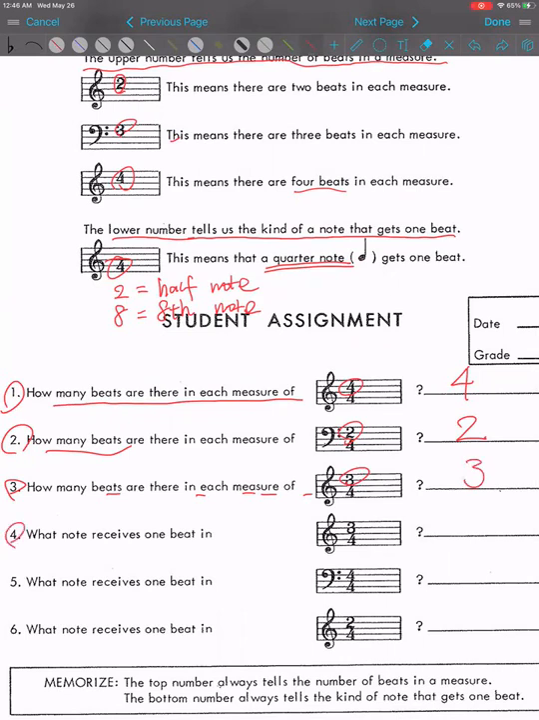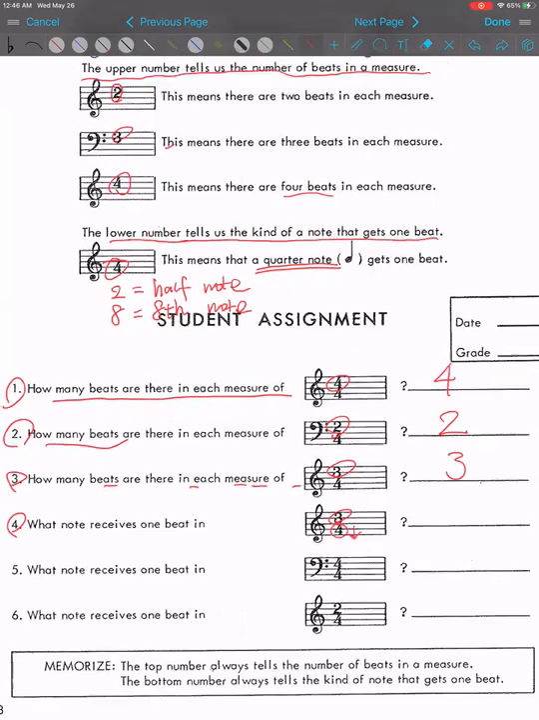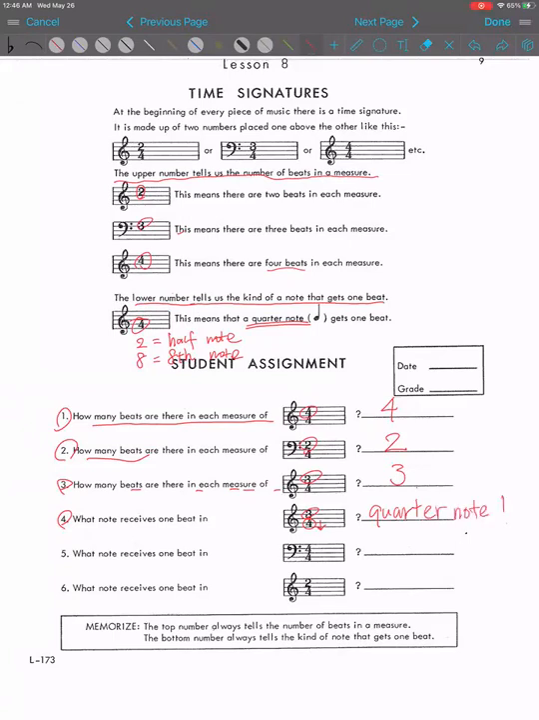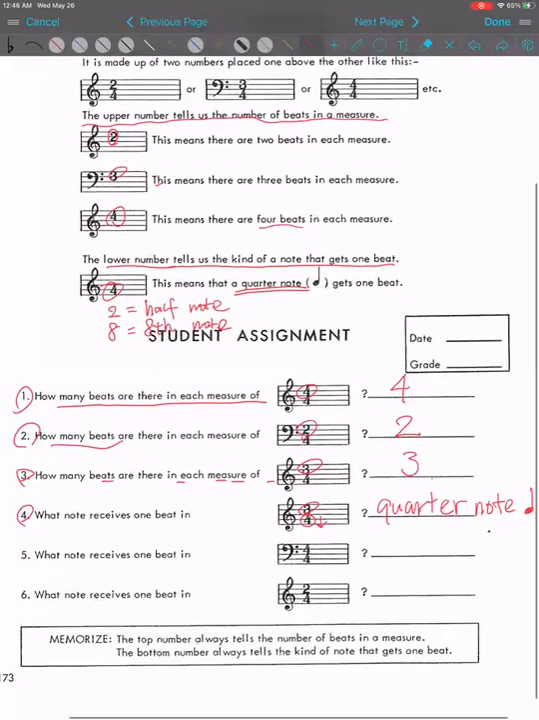4, what note receives 1 beat in 3/4? Remember 3/4, the bottom is what kind of note receives the beat. So the answer will be quarter note, which is 1 count. Quarter note. Or you can write it like that. But usually when you answer a music theory question, you will need to write the words. Number 5, what notes receive 1 beat in 4/4?